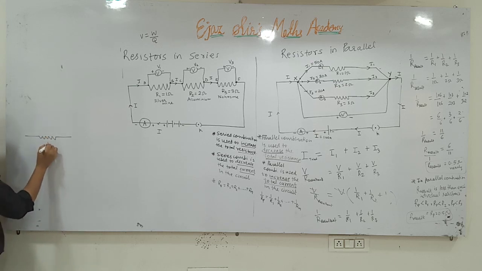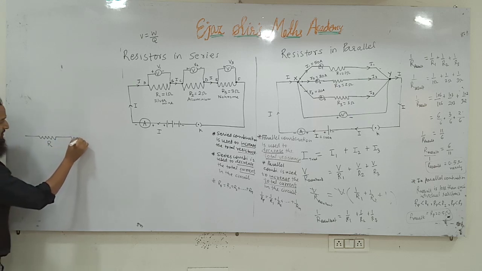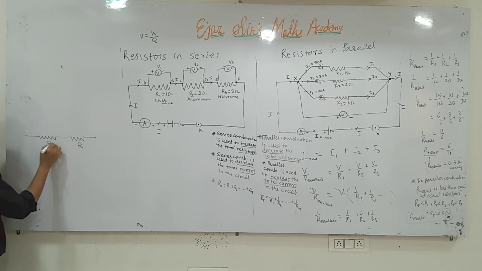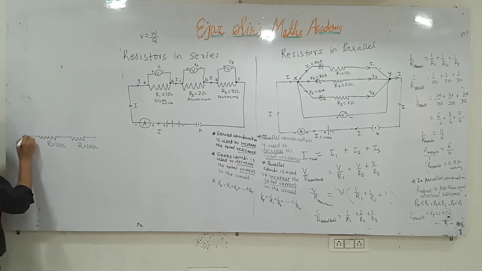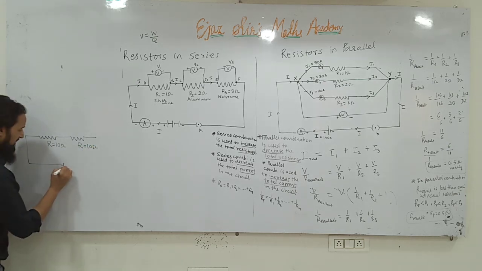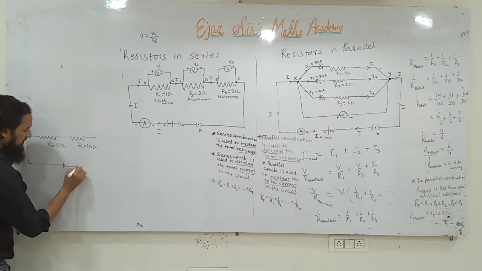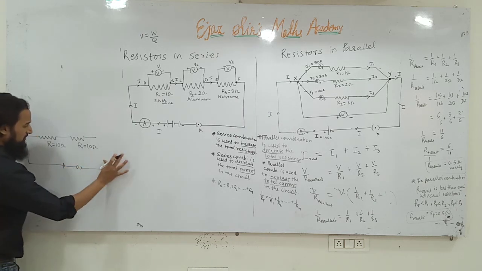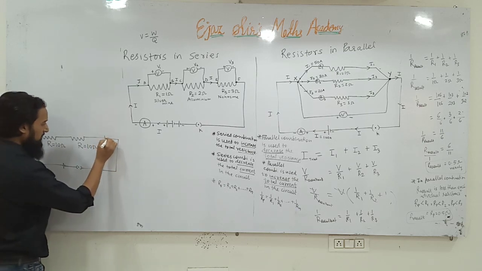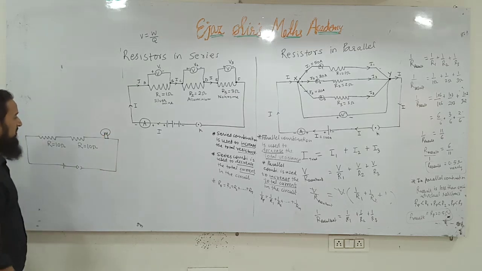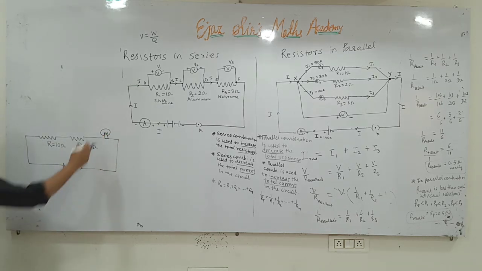This resistance, its resistance is R. R is any value. This is also R. Or let us say this is 10 ohms resistance and this is also 10 ohms. Okay. And it is connected to a cell. Here it is a switch. The switch is on. And I am connecting a bulb here.